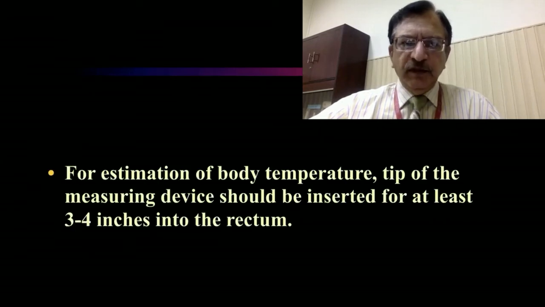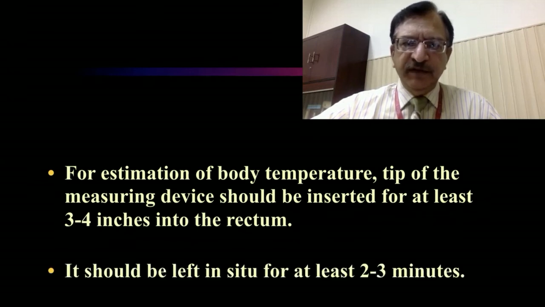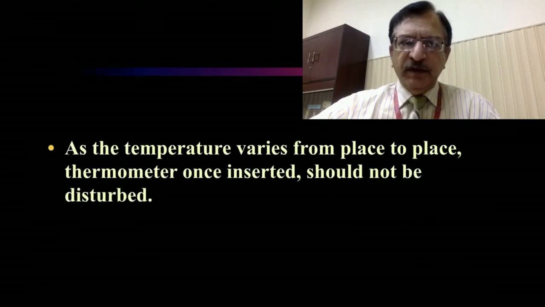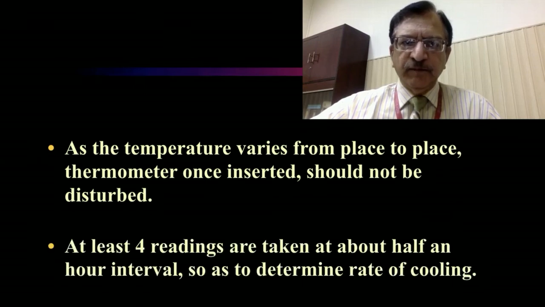For recording the temperature, the tip of the measuring device, the thanatometer, is inserted at least 3 to 4 inches into the rectum. It should be left in place for at least 2 to 3 minutes. As the temperature varies from place to place, the thanatometer should be inserted at various levels. At least 4 readings are taken at half-hour intervals to determine the rate of cooling.